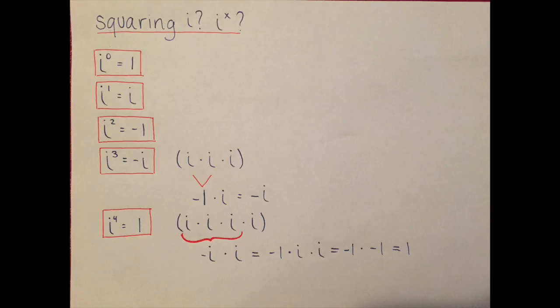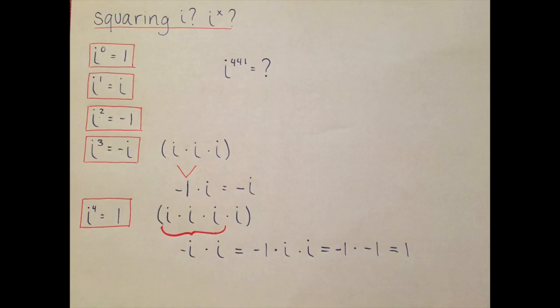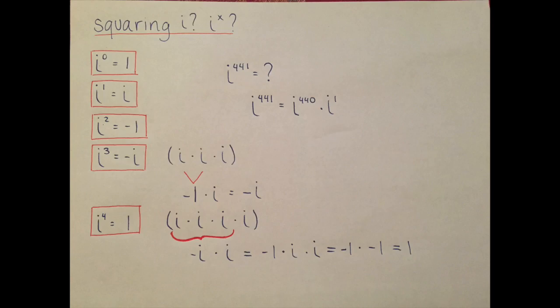So now we're going to try something a little bit more difficult, which is i to the 441st power. You might be thinking that you're going to be sitting here multiplying i like 441 times, but it's actually a lot simpler than that. So as we know from our exponent properties, i to the 441st is equal to i to the 440th times i to the first power, because when you multiply exponents, they add.